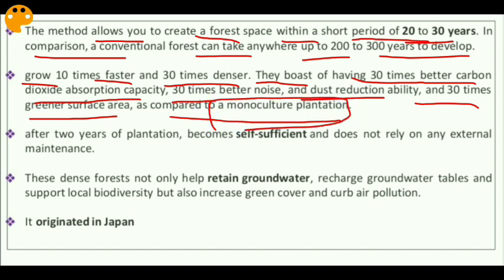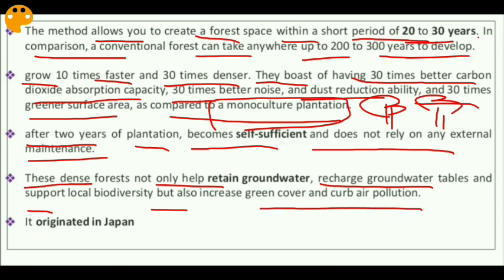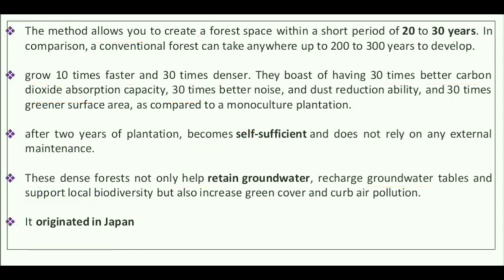Monoculture plantation is the plantation where only one kind of crop or one kind of tree is grown. After 2 years of plantation, it becomes self-sufficient and doesn't rely on any external maintenance. These dense forests not only help retain groundwater, recharge groundwater tables and support local biodiversity, but also increase green cover and curb air pollution. Actually, this Miyawaki system originated in Japan and now it is in practice in India.